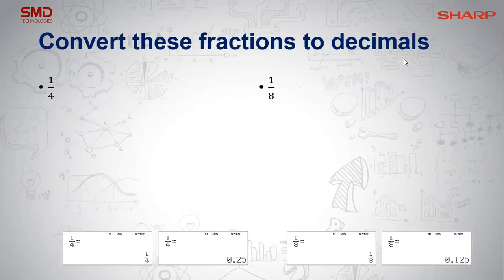For these ones, we have 1 out of 4. Now 4 doesn't go into 10 perfectly, it goes into 100. So how many times is 4 in 100? It's 25 times. What I do to the bottom, I do to the top. So 1 times 25 is 25.